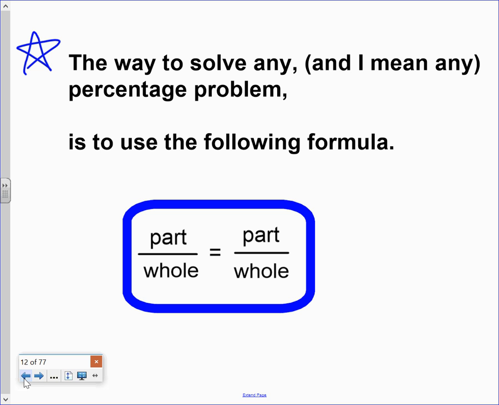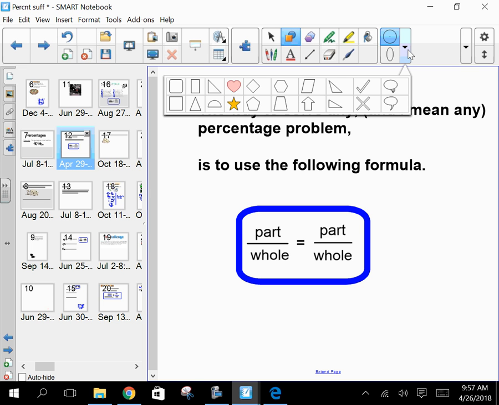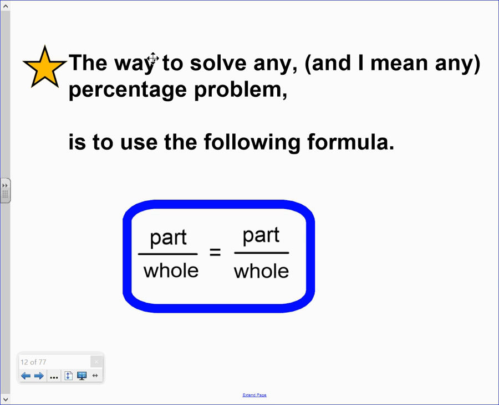The way to solve any, and I mean any, percentage problem is to use the following formula, part to whole, part to whole. Again, I owe this to my 7th grade teacher, Mr. Van Cott. Put a little star on your notes. The way to solve any, and I mean any, percentage problem is to use the following formula. Part to whole equals part to whole. Write it down.